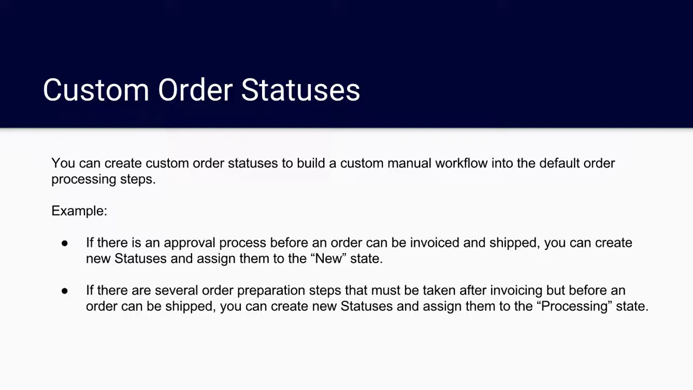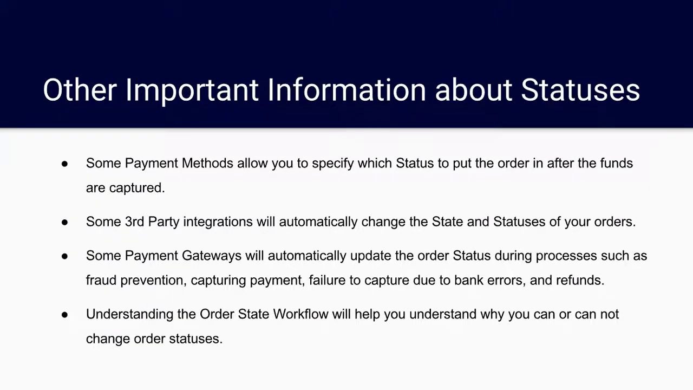And then let's say you have the next example here, order preparation steps that must be taken after the invoice is created, but before the order can be shipped. So typically in like the custom printing business, the invoice comes in, the invoice is paid, and then the order could be sent to be printed. So you could have a status of ready for print, or printed, or returned from printer, pending shipment, all within the processing state before it gets moved into complete once the order has actually been shipped to the user.